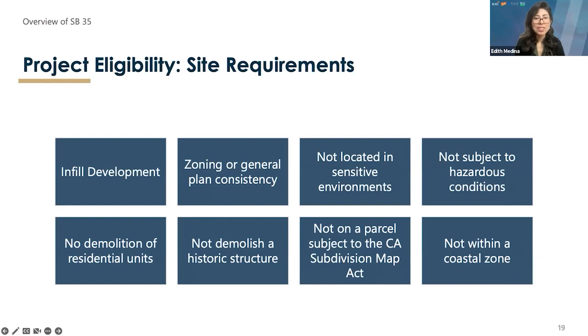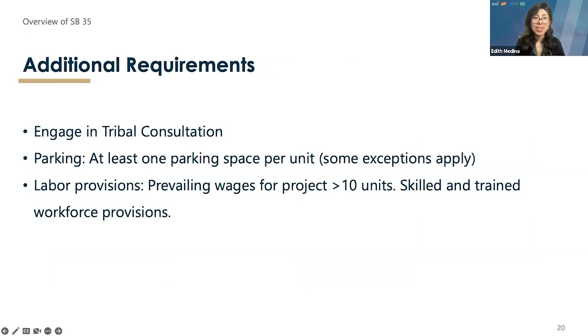So we went over the site requirements, and there are other additional requirements as well for SB 35 projects. The other is that SB 35 projects have to engage in a tribal consultation. Also for parking, the project needs to have at least one parking space per unit, unless the project is located near public transit or a shared vehicle station or historic district, or when on-street parking permits are required. There should also be labor provisions, especially for projects that are greater than 10 units, as prevailing wages should be paid as well. By that we mean workers must be paid prevailing per diem wages, and there should also be provisions for a skilled and trained workforce.